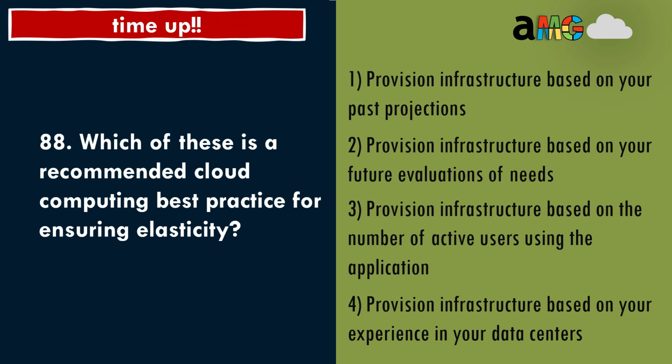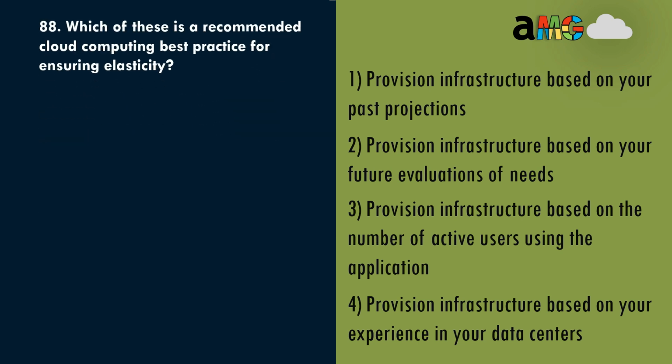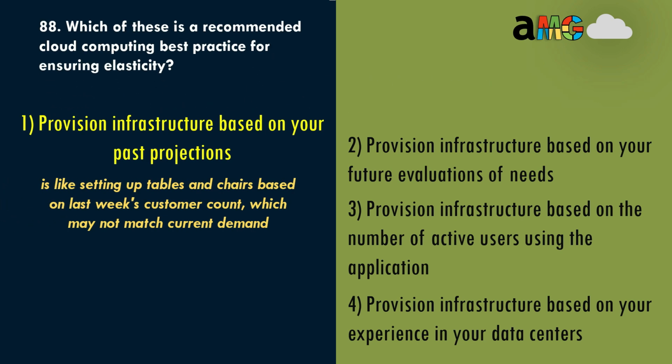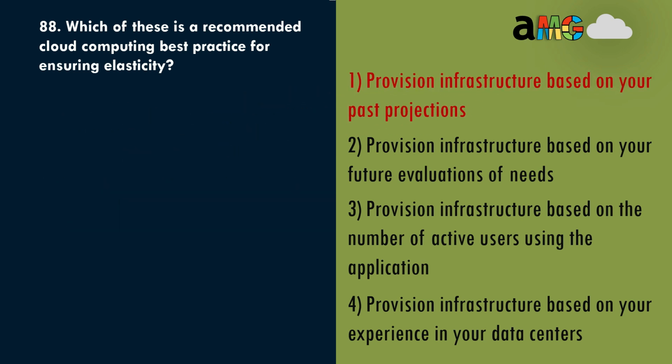Okay, time up. Now let us analyze the answers. Option 1, provision infrastructure based on your past projections is like setting up tables and chairs based on last week's customer count, which may not match current demand. Okay, so this is the wrong answer.